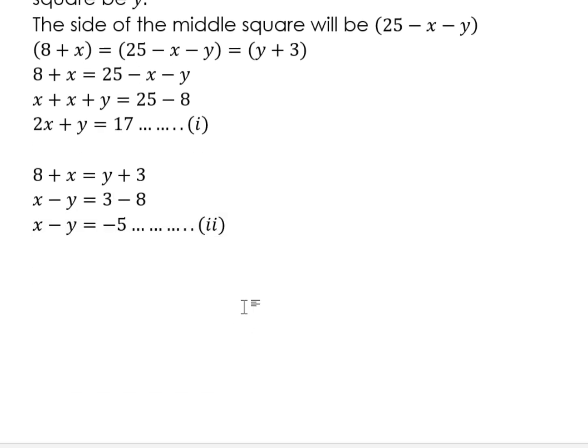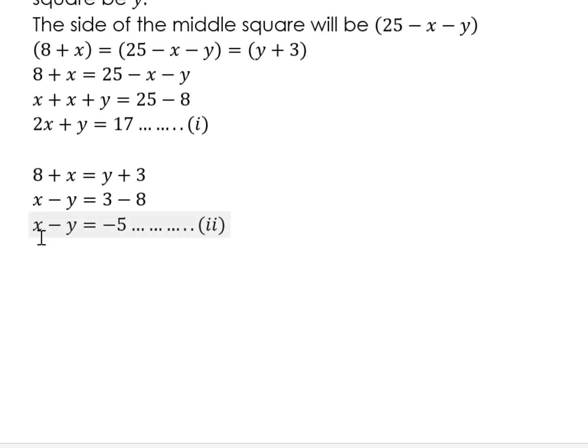Now, we can use the elimination method or substitution or graphical or whichever method you want to get the values of x and y. I've decided to use substitution, whereby I will substitute x using this second equation. So I want to make x the subject of the formula.